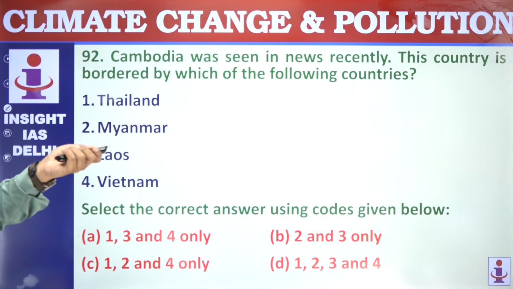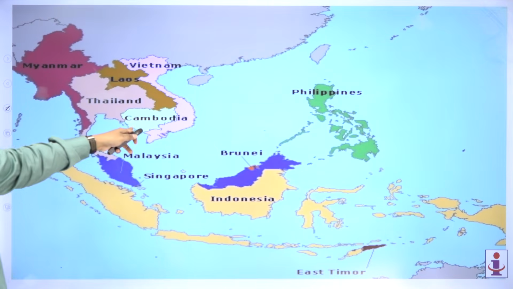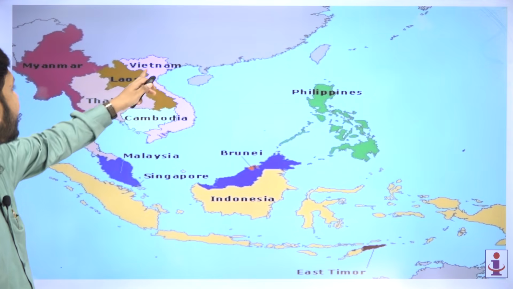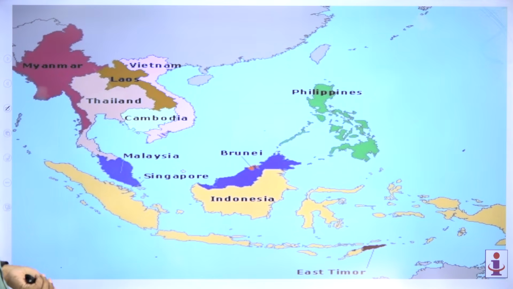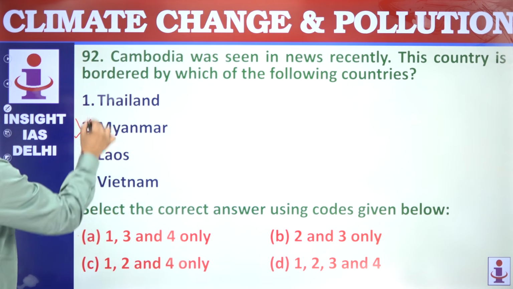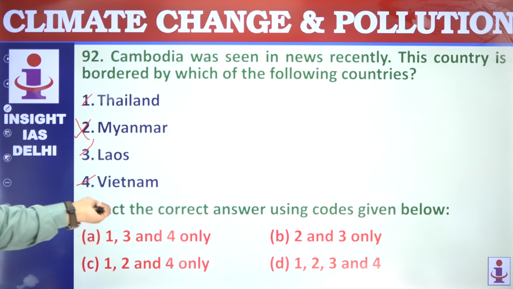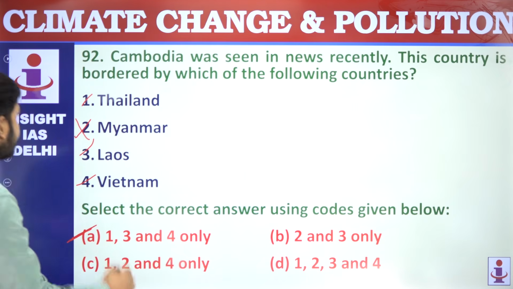Cambodia was seen in news recently. This country is bordered by which of the following countries? From the picture we can see Cambodia has a border with Laos, Thailand and Vietnam, and it does not have any boundary with Myanmar. So if you see Myanmar, no boundary, but the other three, it has a boundary. So 1, 3 and 4. They are asking for the correct answer, 1, 3 and 4. Option A is the right answer.